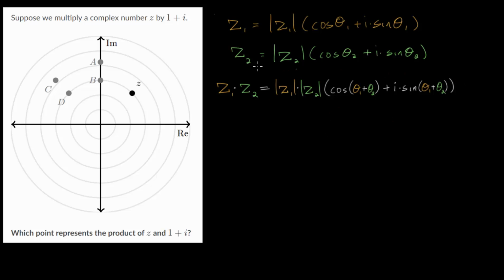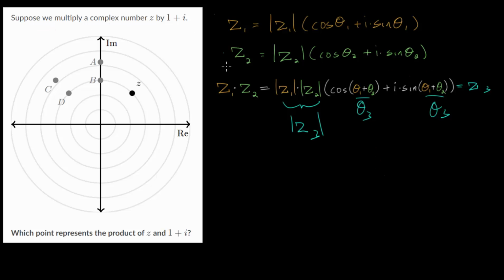And if we want, we can even consider this product to be a complex number on its own. Let's call it Z3, where the product of the two magnitudes would be the magnitude of Z3. And the sum of these angles, we can consider to be the angle for this complex number Z3. So this theta 3 is really just the sum of theta 1 and theta 2, the two angles from these complex numbers. So we multiply the magnitudes and we add the angles.